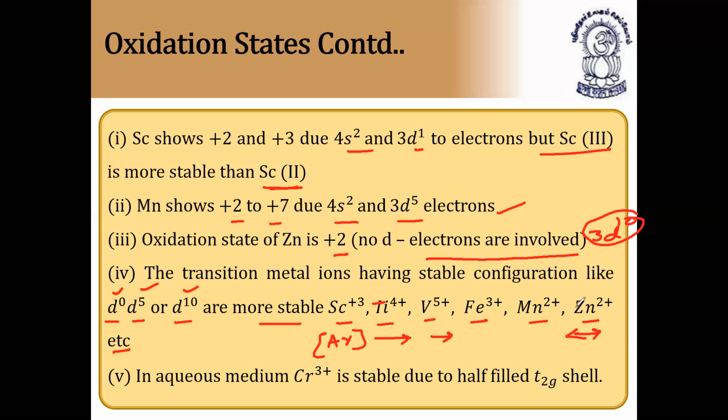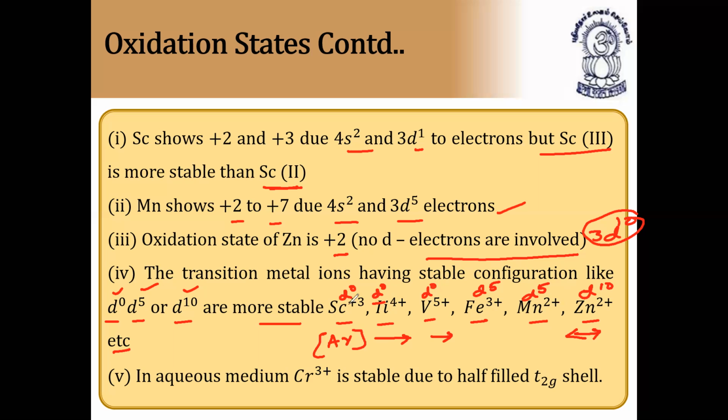it becomes 3d10 configuration. It is more stable, completely filled. So they have either d0, d5, or d10 configuration. For the first ones, they have d0, and this is d5, this is d5, and this is d10 configuration. If you remove 2 electrons from manganese, it becomes d5, and this is d10 configuration. And these are d0, d0, d0, and d0.